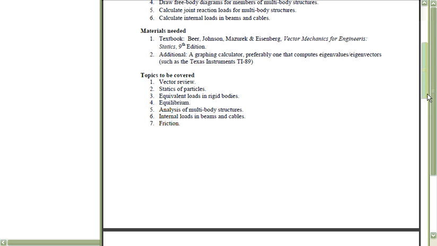We'll talk about equilibrium, which is the subject of this entire course. And then we'll go from single body equilibrium to multi-body equilibrium, where we're going to talk about machines, simple machines, and frames and trusses and that kind of thing. And then we will talk about internal loads in beams and cables. Internal loads in cables is pretty simple, but in beams it's more complicated. And then finally, hopefully we'll get to friction.